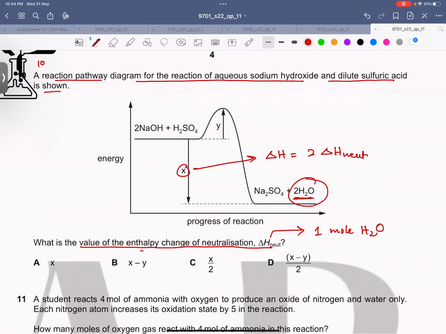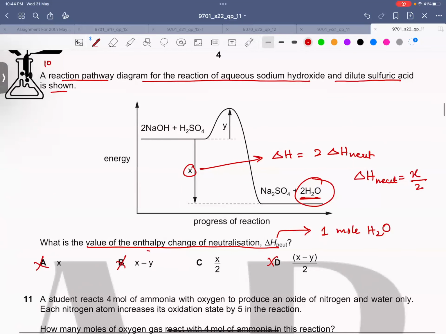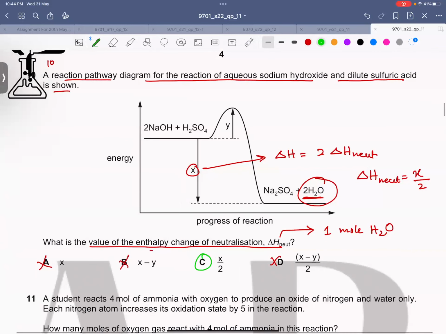So if I have to represent it with the enthalpy change of neutralization, then it would be X over 2. So A, B, and D go wrong, and C is your correct answer. Is this clear to everyone?